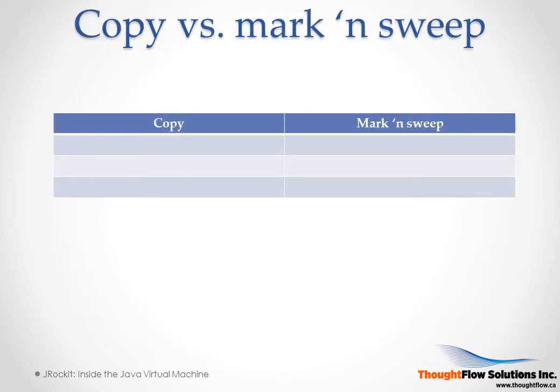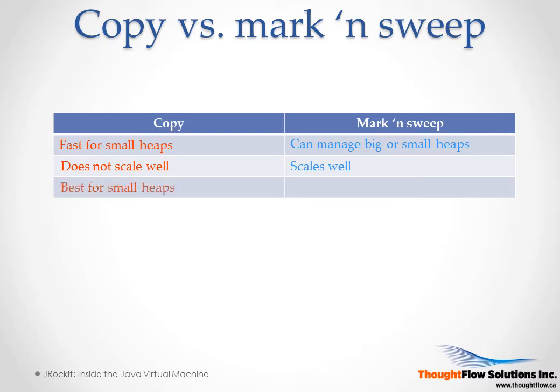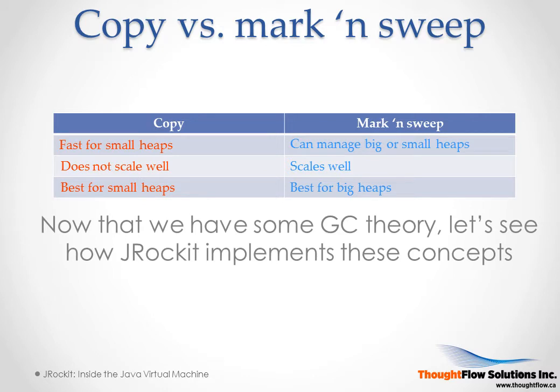So when we look at these 2 different types of garbage collection schemes, we have the copy, which is fast for small heaps, whereas the mark and sweep can manage bigger heaps. The copy really has a sweet spot where it works very well, but this unfortunately does not scale very well beyond that sweet spot, whereas mark and sweep scales well. Copy is therefore best for small heaps, whereas mark and sweep is best for the big heaps. Okay, so now that we have some basic garbage collection theory, let's see how JRockit implements these concepts.